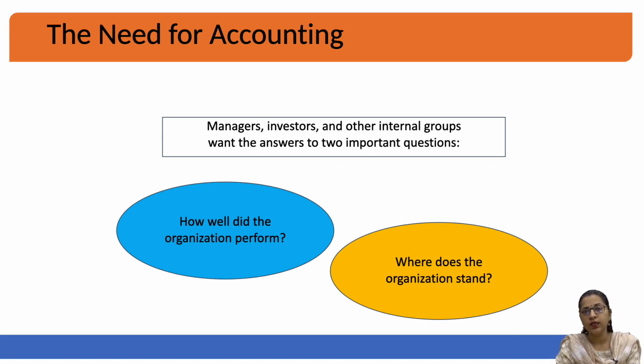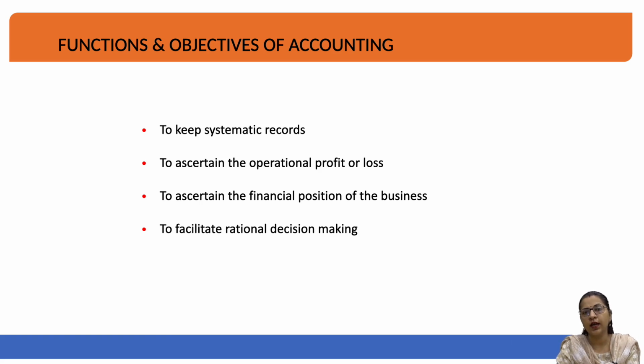The next one is what are the functions and objectives of accounting? To make accounting, there is always a purpose, there are always some objectives, there are certain functions which financial accounting performs, and these functions are in line with the stakeholders, in line with the managers. So, the first function that accounting performs with its data set is to keep systematic records.